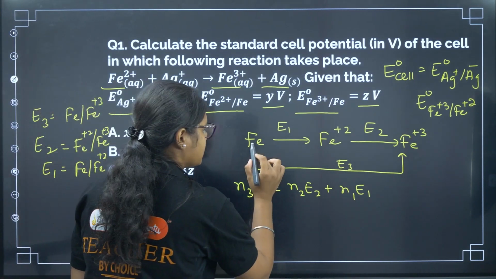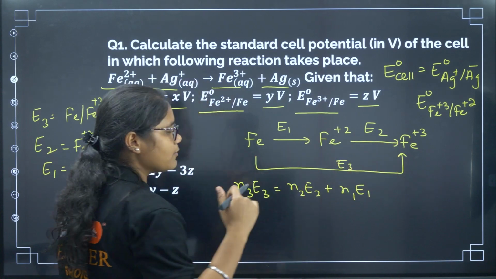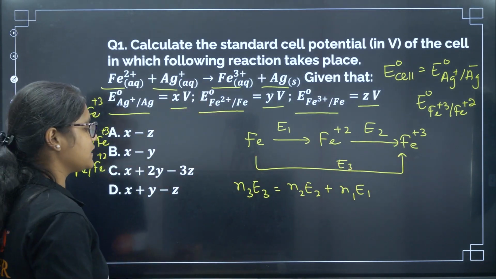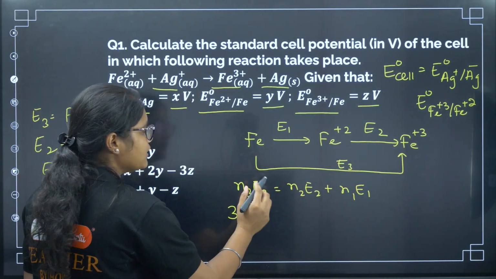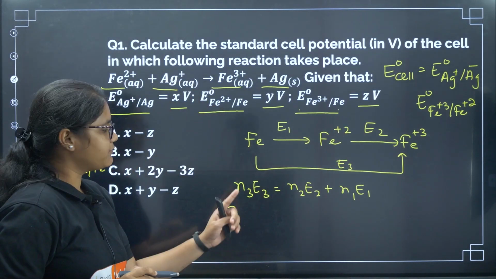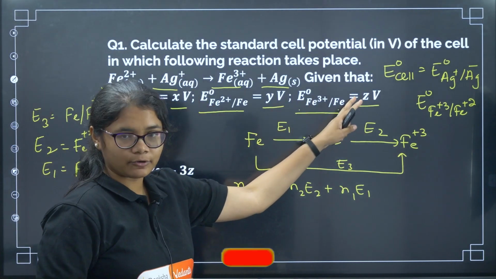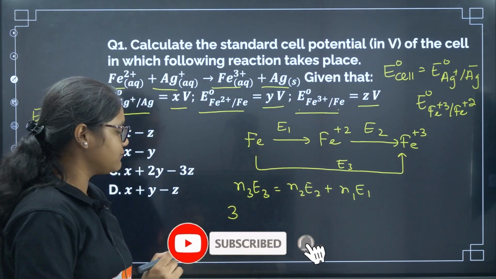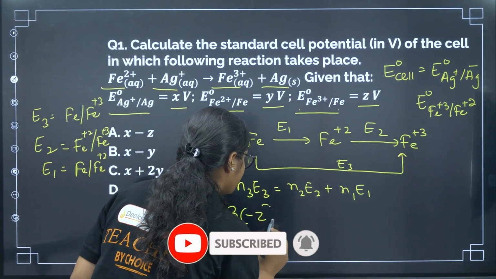Now let us see the first one. N3E3. From here to here, how many electrons are involved? 3 electrons are involved. So N3 will be 3. Now if you see in the question, Fe to Fe3+ value is Z, right? So if I want to calculate, this is the reduction potential. So oxidation potential will be negative of it. So this one will be 3 times of minus Z.